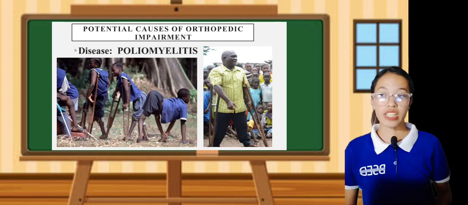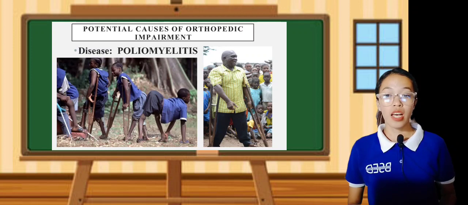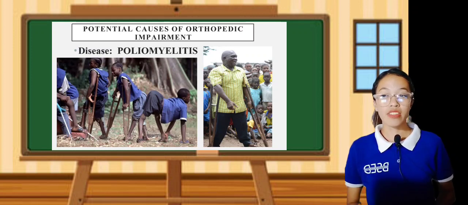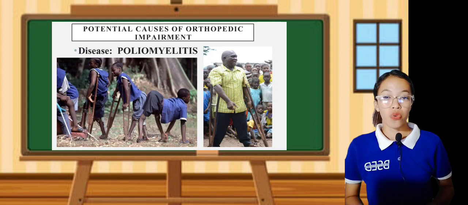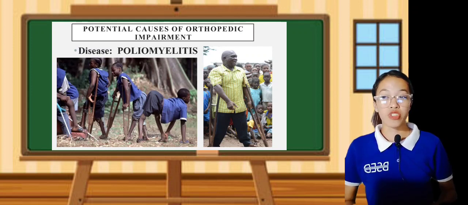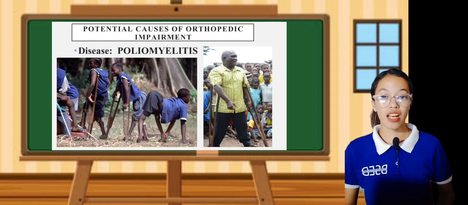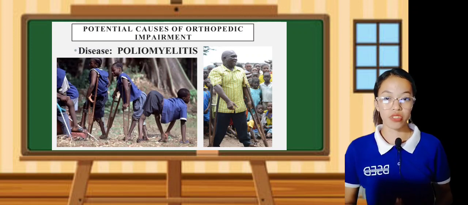The next one is poliomyelitis. Poliomyelitis is an illness caused by a virus that mainly affects the nerves in the spinal cord or brainstem. And also, poliomyelitis is a disabling and life-threatening disease caused by a poliovirus.